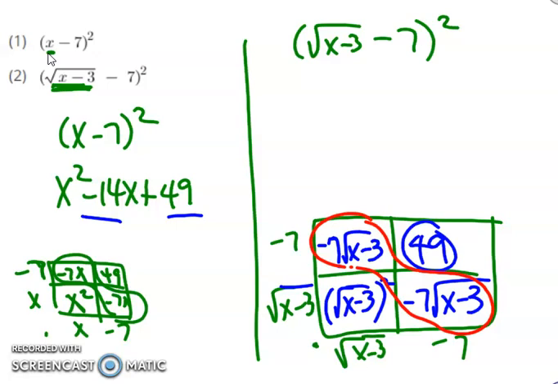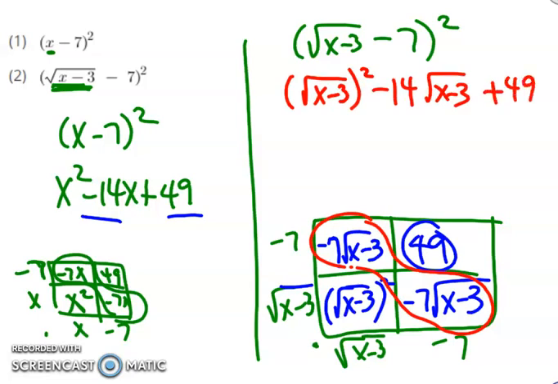And so the answer is we have something squared, the square root of x minus 3 squared. We have negative 14 times the square root of x minus 3, and we have a 49. So the numbers do not change from the generic rectangle. They both have a negative 14, they both have a 49. The only difference in terms of the x term is that it's a square root now instead of an x.